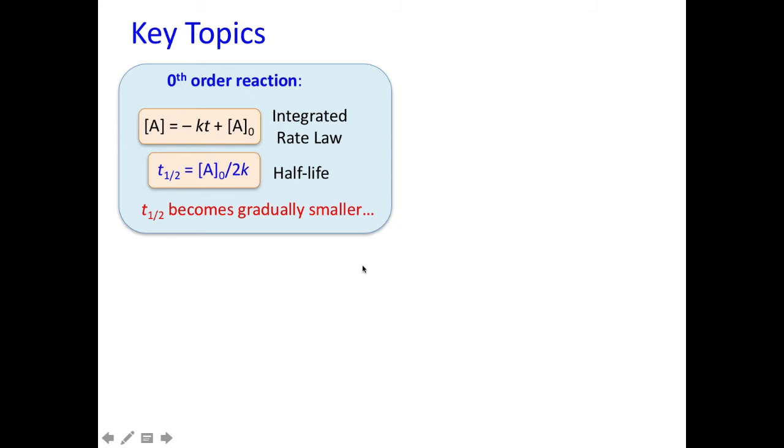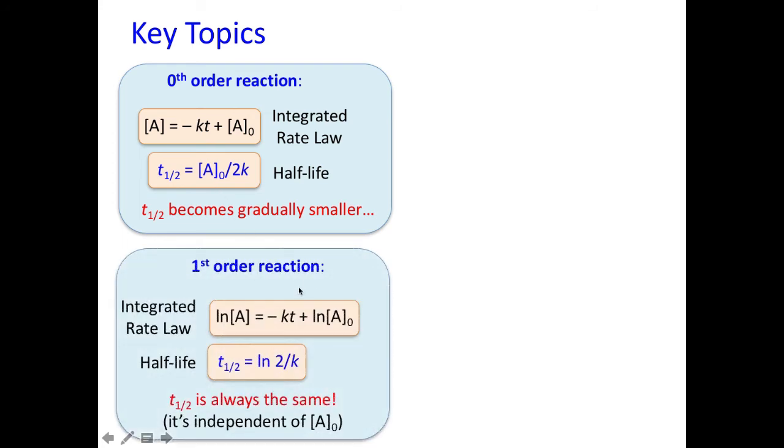Okay, the key topics in this lecture I show here. For zeroth order reaction, we have this integrated rate law, as you saw in the previous lecture, but then we can calculate the half-life using this expression here. So half-life becomes gradually smaller upon proceeding the reaction. This happens because the concentration of reagent A always decreases during the reaction. So if this decreases, t half also decreases because this is directly proportional to the concentration of A.